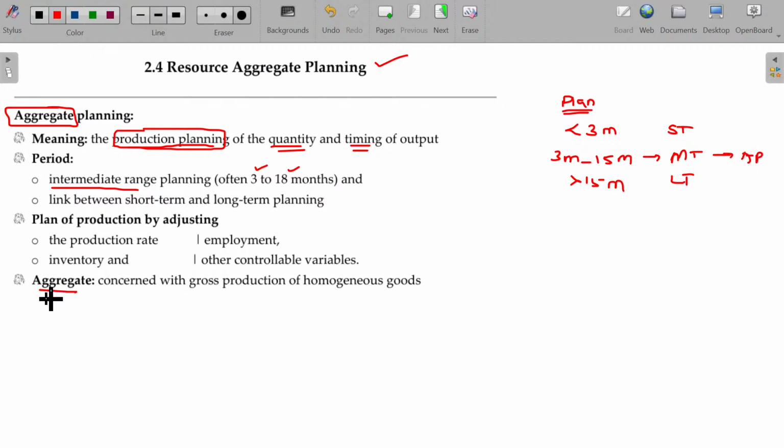In aggregate, what we mean is nothing but gross production of homogeneous goods. That's called aggregate planning: gross production of homogeneous goods. Probably, if you take Asian Paints, they predicted what could be the paint requirement. Maybe they are in need of, say, white color, red color, green color, and yellow. They have a number of shades, right? So this may be, say, around 1 lakh liters, this may be around 5 lakh liters, this may be around 6 lakh liters, this may be around 7 lakh liters, like that.